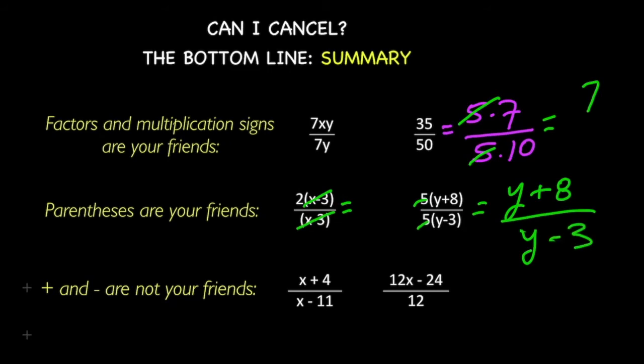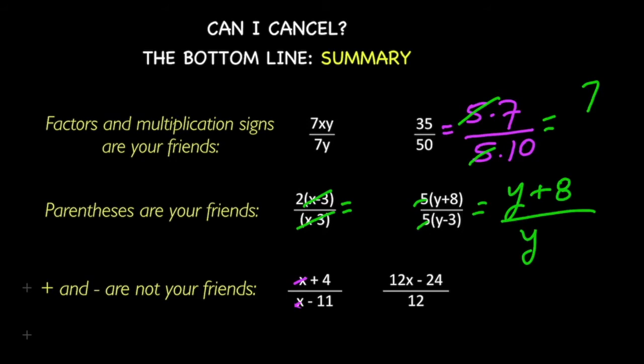Moving down to the final line, as I intimated earlier, positive signs, minus signs are not your friends. That makes this x and this 4 terms, not factors. These are factors because there's a multiplication sign. These are terms. X and 11 are also terms, separated by a minus sign. In this scenario, ladies and gentlemen, we are not allowed to cancel. This is an illegal maneuver.